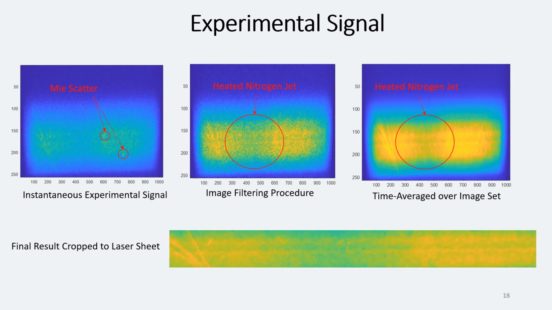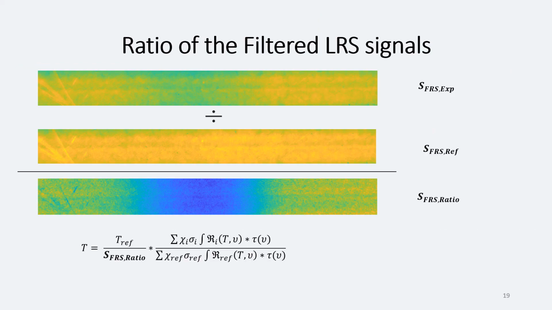The next step is to calculate the LRS signal from the heated nitrogen flow. This is done by taking a set of instantaneous images of the heated nitrogen flow. Image filtering techniques are used to filter out the Mie scatter from the instantaneous images. Finally, the instantaneous images are averaged together and cropped to the dimensions of the laser sheet. The ratio of these two signals is needed to calculate the temperature of the flow, using the LRS thermometry equation shown in the slide.